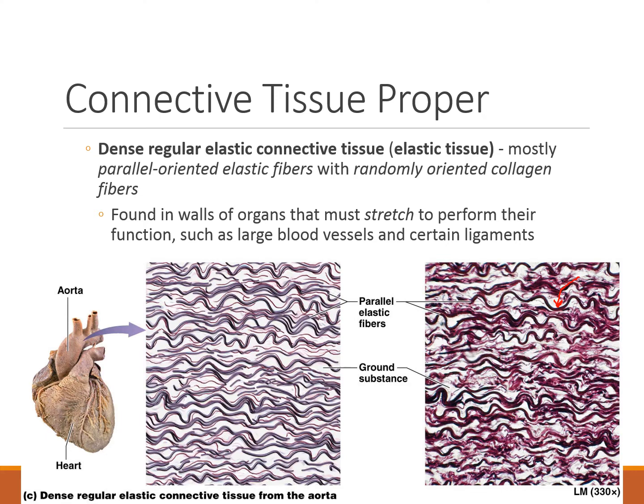Notice that the cells are not prominently featured here, but they are present. This type of tissue is found in the walls of organs that must stretch to perform their function, like large blood vessels, such as the aorta, which you see here, and certain ligaments.